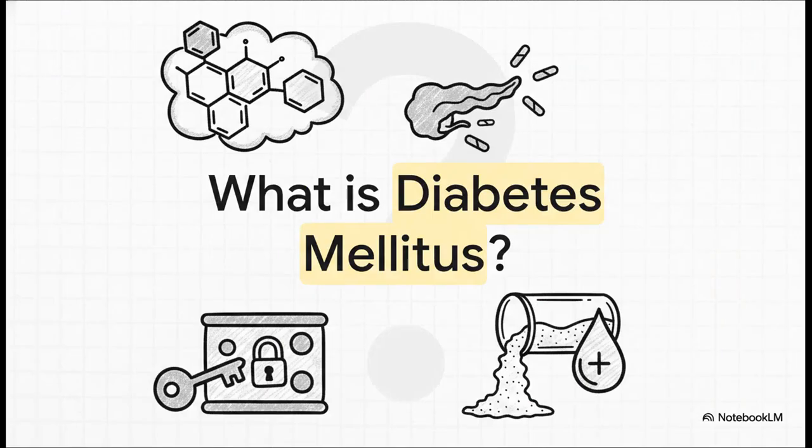So, let's start with the big question. What exactly is diabetes mellitus? We all kind of feel like we know the answer, right? It's something about sugar, something about insulin. But the truth is it's way more nuanced than that, and that's where things can get a little confusing.